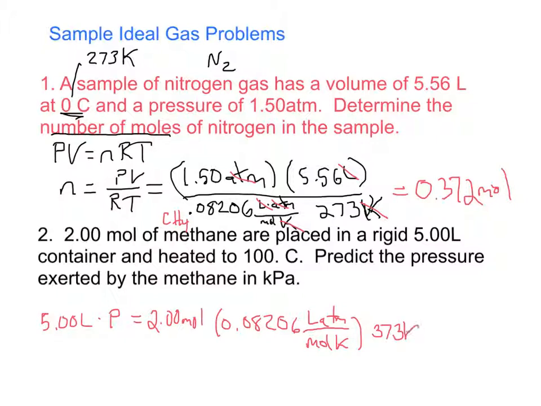And we can let you do the algebra at home. Algebra is not what we're teaching you in this class. That's what algebra class is for. If you don't know how to do the algebra, please see us for help or your math teacher. Solving for P, we find that the answer is 12.2 atmospheres.